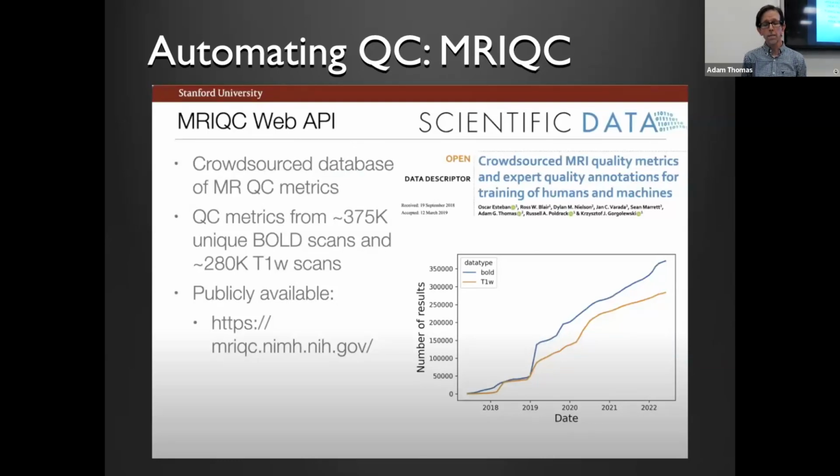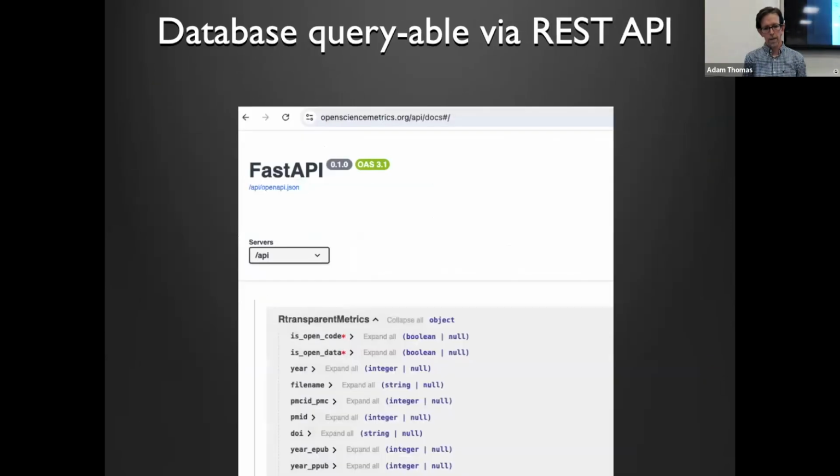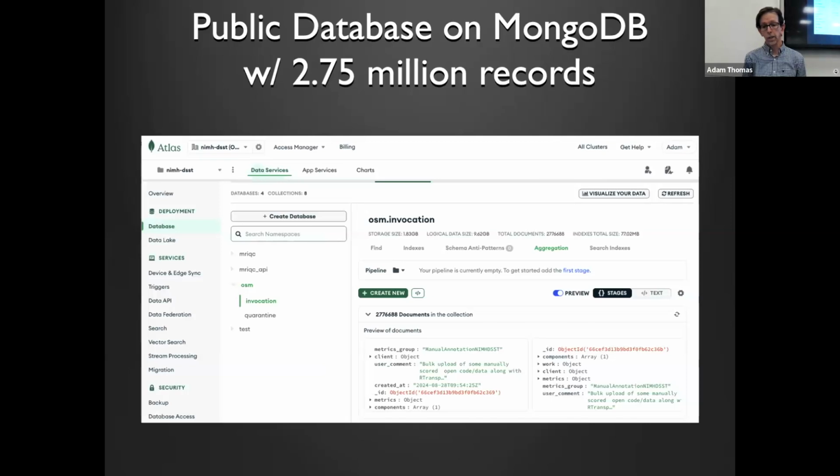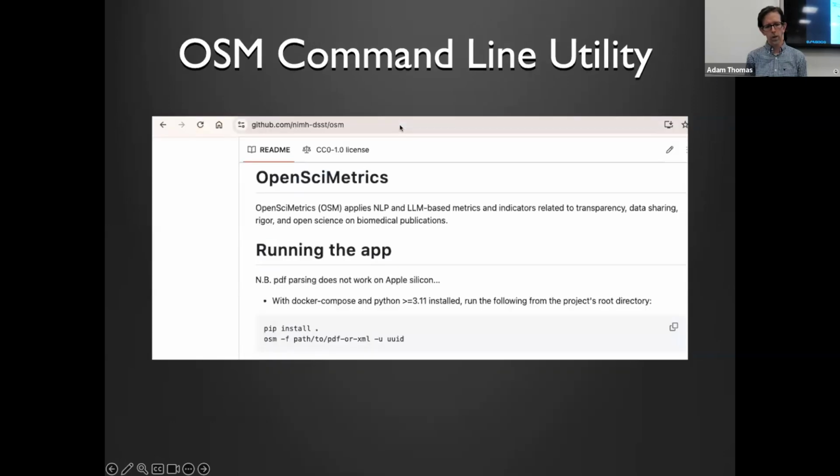So we decided to use the same approach for the Open Science Metrics. Again, creating the database itself, this database now exists. It's in MongoDB, which we maintain. It has 2.7 million records. Again, this is all the stuff that was in PubMed Central as of 2020. You can now query that database through a REST API that is available at opensciencemetrics.org.